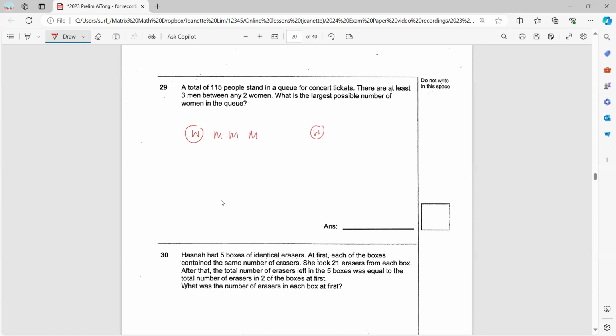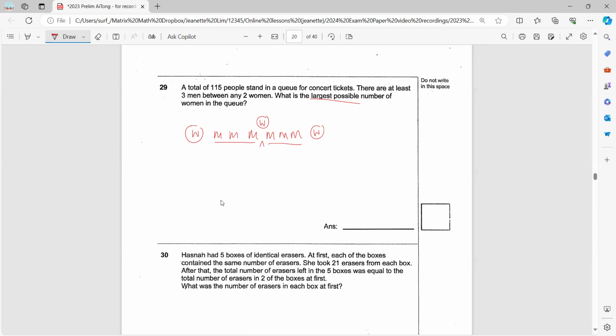I can say that there's 6 men between these 2 women, but because they want the largest possible number of women, I'm going to say that there's actually 3 women here. Because as long as there's 3 men, you can have 2 women at the ends. So for the largest possible number of women, I'm going to take it that every interval there are 3 men.